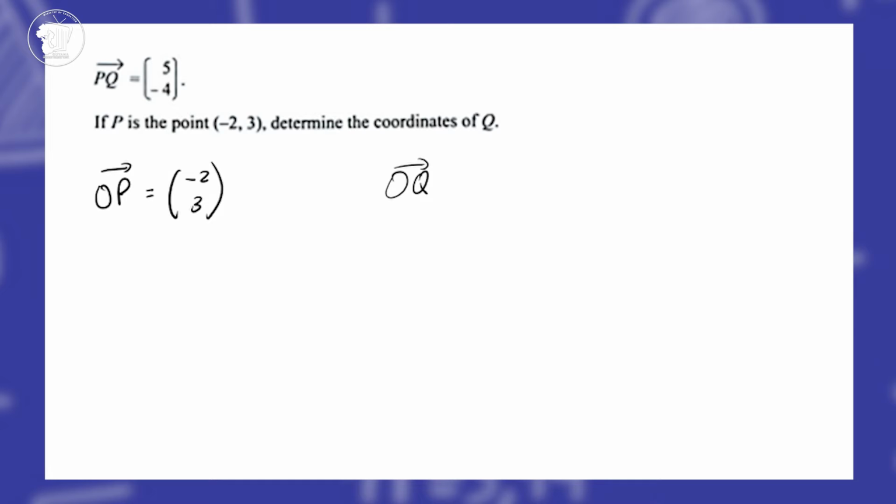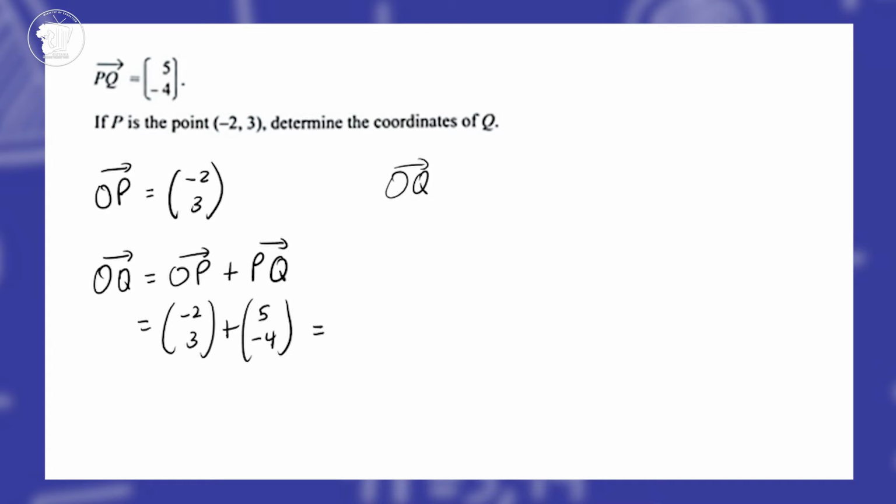So we can say the vector OQ would be equal to, remember we start from the point O, and we must end off with Q, so OQ is equal to OP plus, and since we stop at P, we must continue from P and end off at Q. So plus PQ. And this will give us the vector OQ. So OP is equal to (-2, 3) plus PQ, which they gave us earlier, is equal to (5, -4). So we add this together.